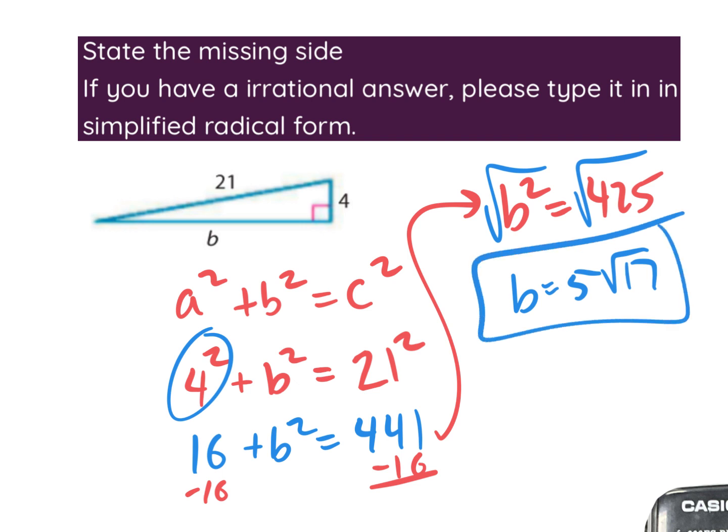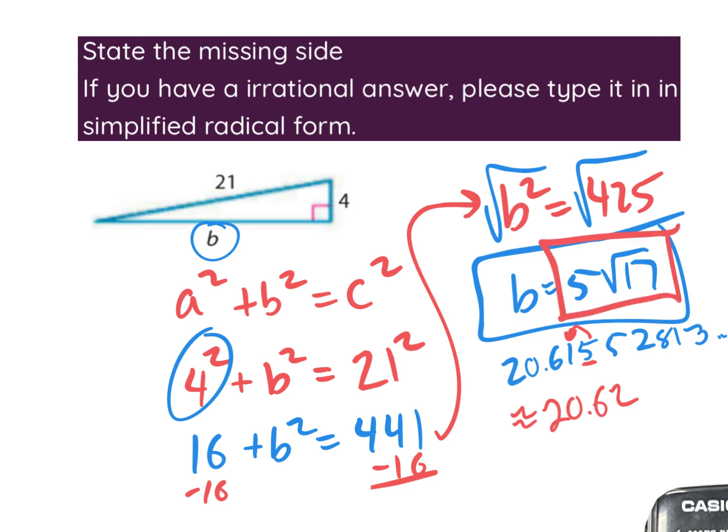So that's the missing side right here. That's 5 square root of 17. If they said for a decimal approximation, you would hit the SD button on the calculator and it'll give you that crazy decimal, 20.615522813, and it goes on forever. But you would round it probably to the hundredths place, which means you look at the third one out, and that changes the previous one up to a 2. So it's roughly 20.62. But I want you to type it in as 5 square root of 17 as opposed to 20.62.